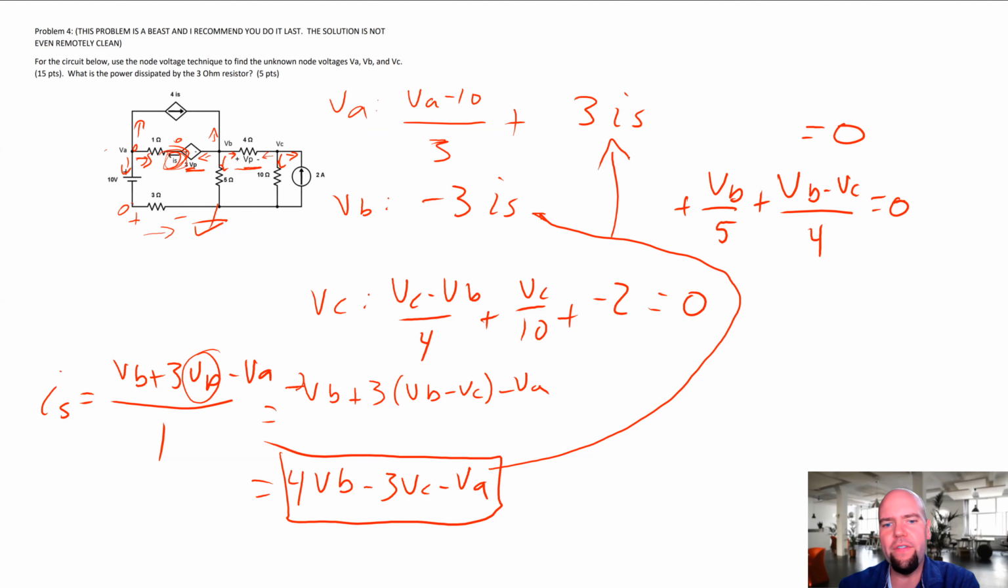And I don't want to do any more of this one. So this one bored me. I don't have enough space to do any more of this. But you see, once you substitute in this equation, all three of your equations are now just in terms of VA, VB, and VC. So now it just becomes a matter of combining the equations and simplifying. I ran out of space. There's no way I have enough space to do this one.